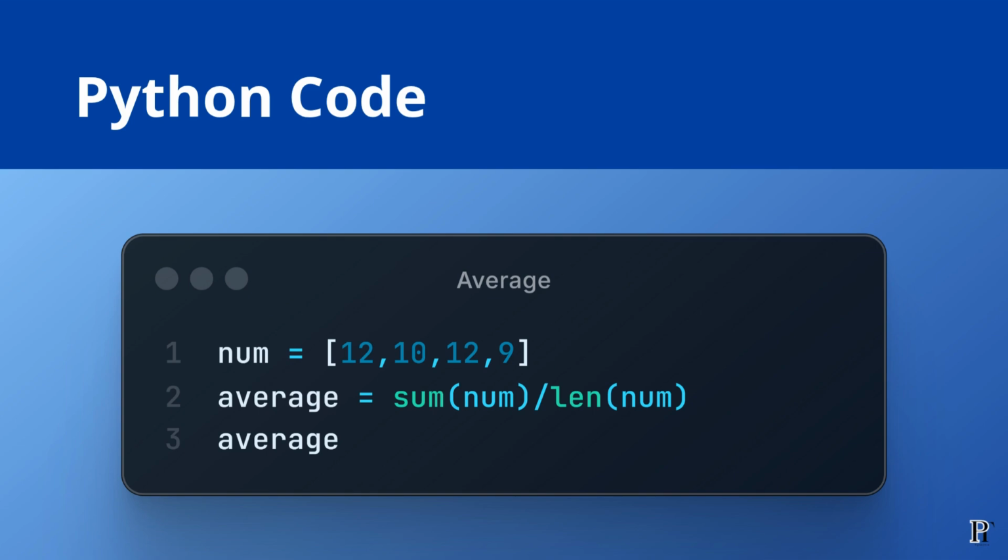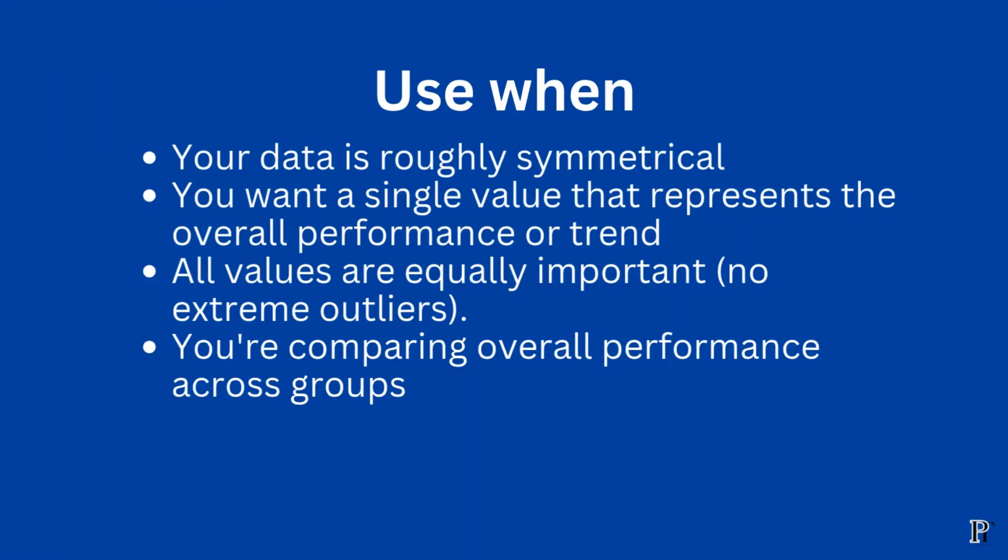Now let's see when to use the average. Use the average when the data is symmetrical, not skewed, all the values are equally important, and you want one value to summarize the overall performance.